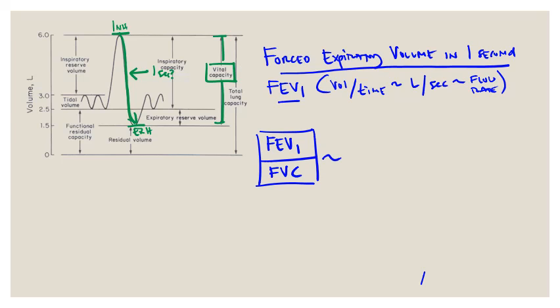And pulmonologists have come up with an arbitrary number. Obviously, this is going to be a percentage or a fraction, and they say that if your FEV1 over FVC, or if the total amount that you can blow out in 1 second is about 70% of your forced vital capacity, then you're okay. Then your lungs are operating normally.